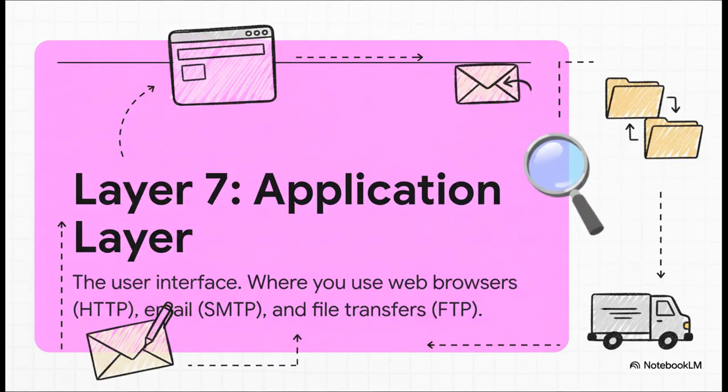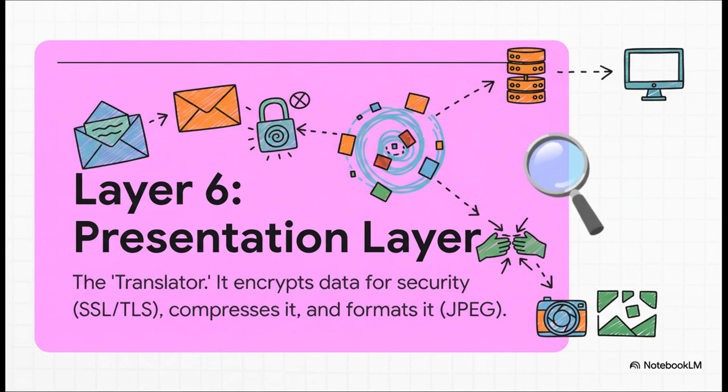Okay, layer 7. This is the one you see and interact with every single day. It's your web browser using HTTP to grab websites, it's your email app using SMTP to send mail, or a program using FTP to move files around. In our postal analogy, this is you sitting down and actually writing the letter, creating the data that needs to be sent.